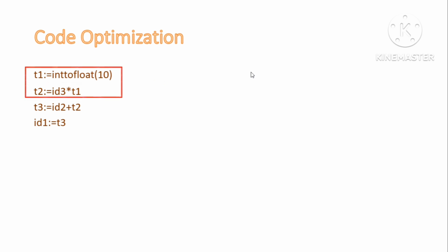Now you take the next step. Now this 10.0 is multiplied with ID3 because it is stored in T1. Now the final result is getting stored in T2. So instead of doing that, we can directly write it as T2 is equal to ID3 star 10.0. So that's what is written. So two instructions have been reduced to one instruction.